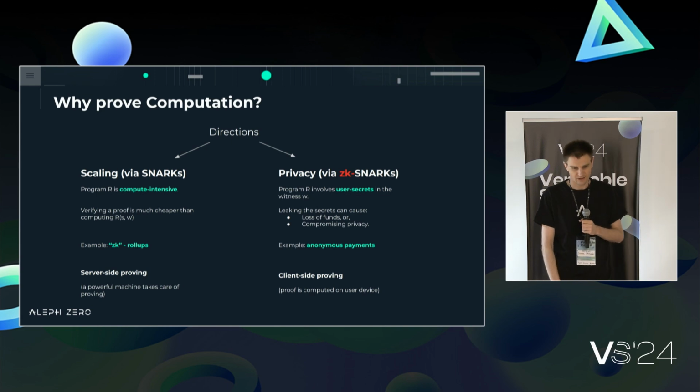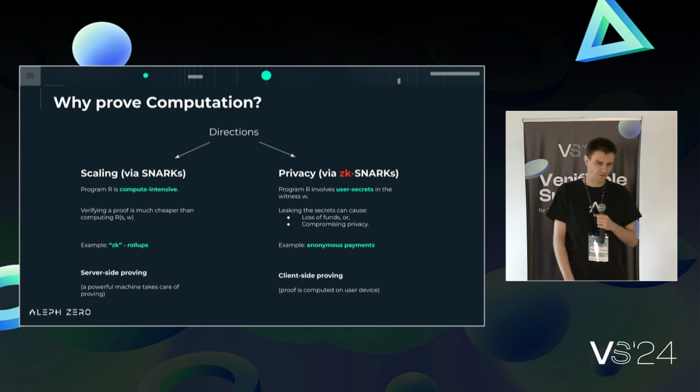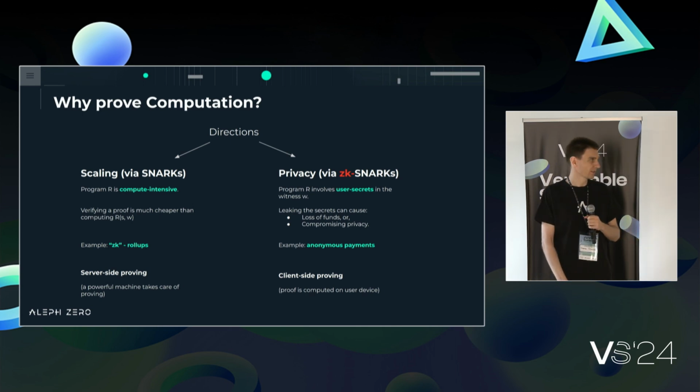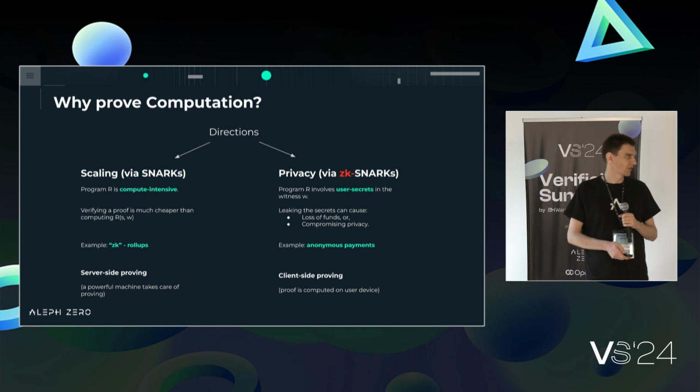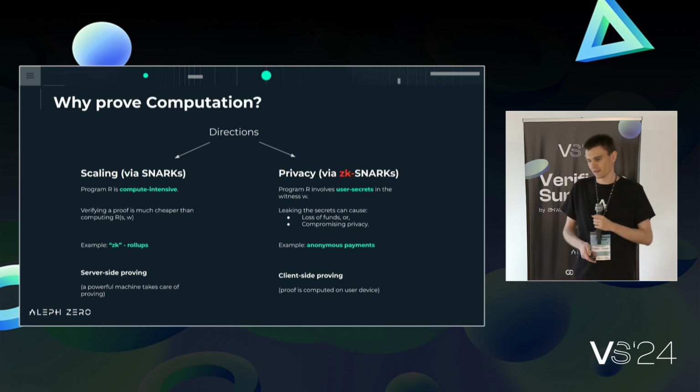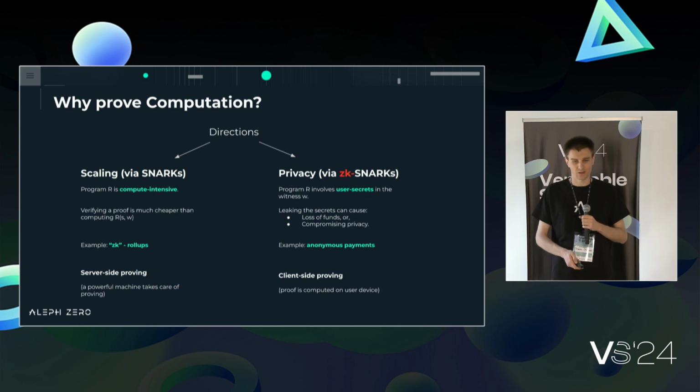The second direction is completely different, and it's about privacy, because snarks, and in this case ZK snarks, give us this additional property of secrecy, of hiding the witness. And this is what we are using here. It is typically used in systems that offer some anonymity, like anonymous payments, like Zcash, where the user has some particular secret, some kind of a key, some kind of identity that they don't want to show to everyone.